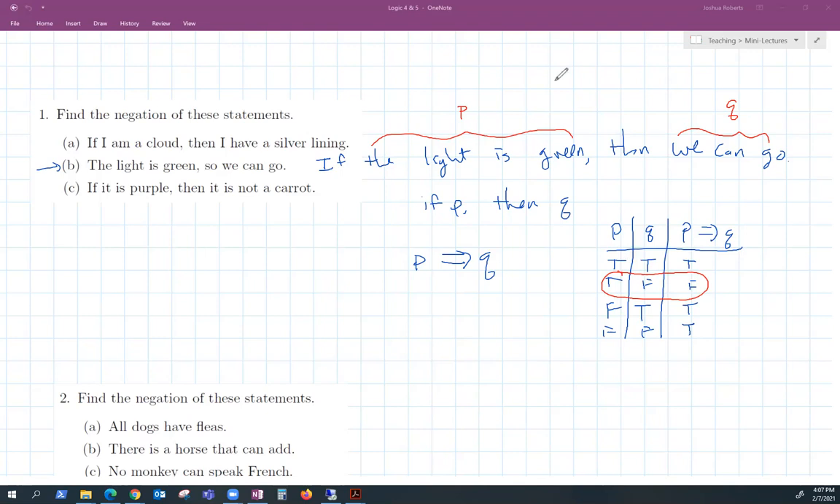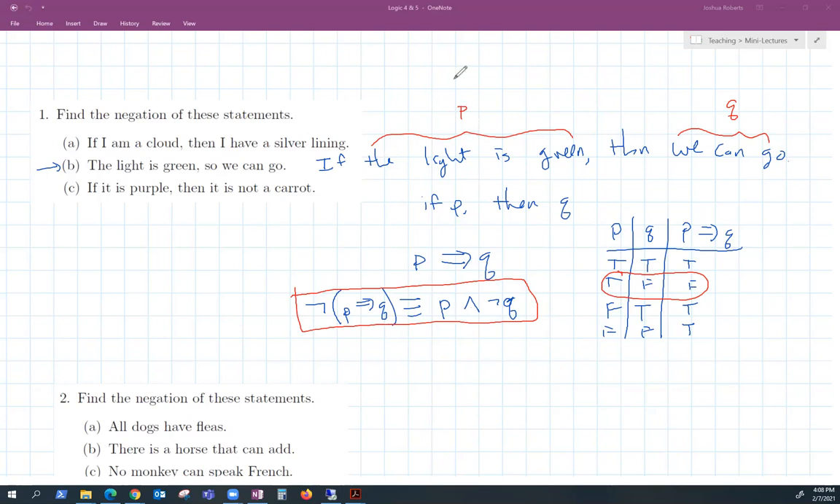So that tells us that the negation of P implies Q is when P is true, so I have P, and Q is false, so and not Q. So that is how you negate an implication. This is an important thing to remember, okay? That this is how you negate an implication. The negation of P implies Q is P and not Q.